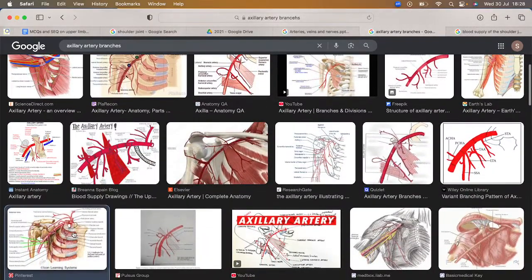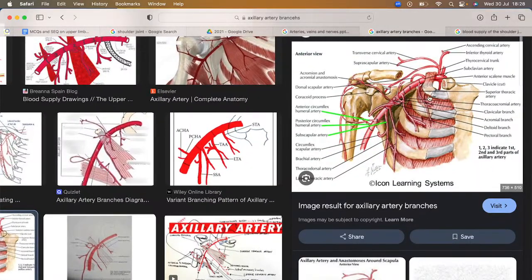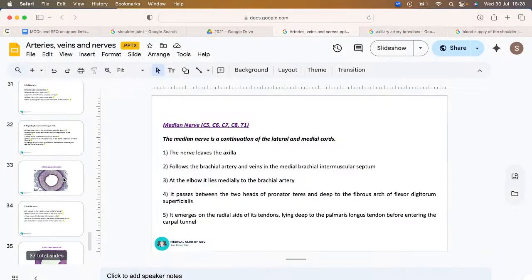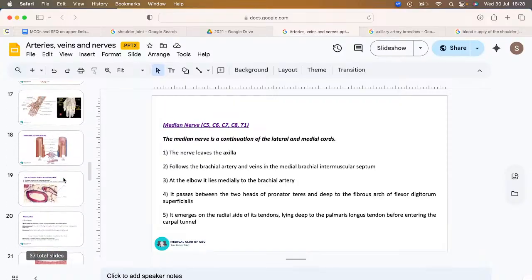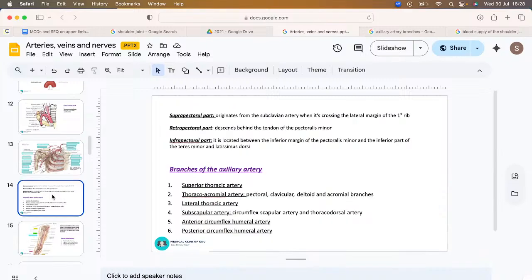Okay, we'll go ahead with this diagram. You can see that there are 3 parts. I think I have a better diagram for this. Okay, so I have it here. You can either mention the first part, second part, or third part, or you can use the name given to each part, which is the suprapectoral part, retropectoral, and infrapectoral part.